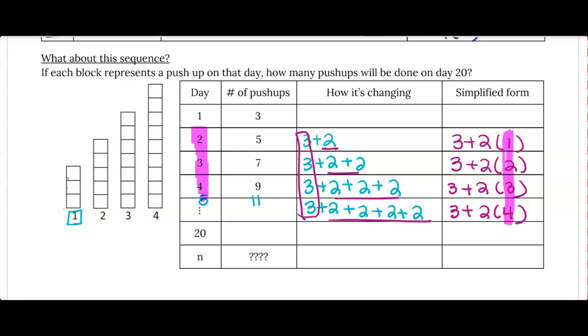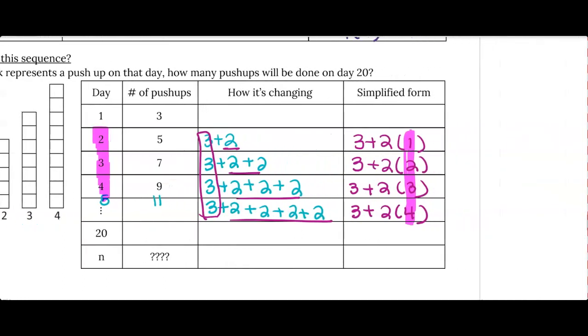So if we think about it, you could think of this in two ways. You can think of this as saying 3 plus 2 times the term number minus 1. So 2 minus 1 is 1. 3 minus 1 gives us 2. 4 minus 1 gives us our 3.